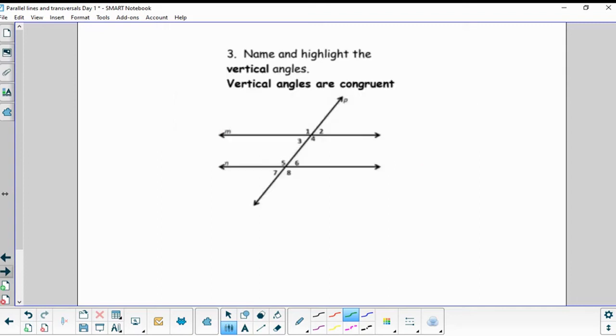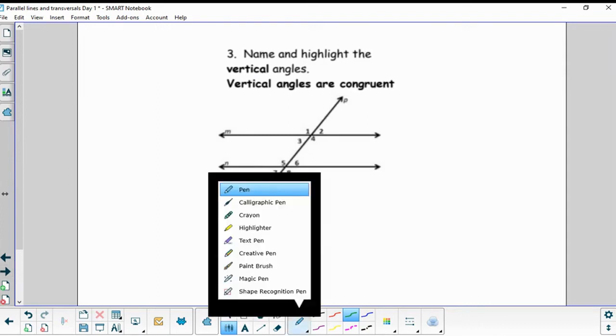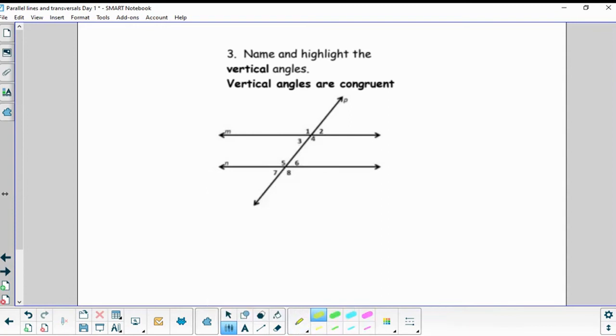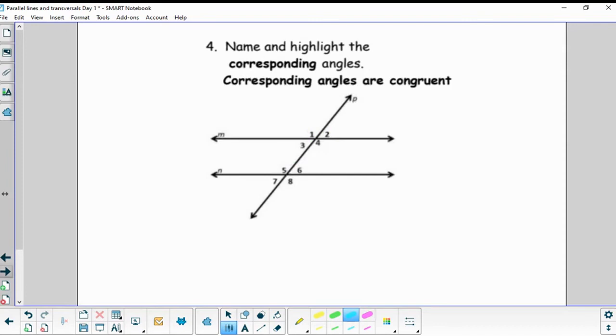Okay, now we're going to talk about some angle relationships. We've got parallel lines and a transversal. We want you to name and highlight the vertical angles, the angles that are across each intersection on a diagonal. I'm going to highlight them with the same colors. So 1 and 4 are vertical angles, 2 and 3, 5 and 8, and 7 and 6. If you can do the same thing on your notes, highlight those vertical angles in the same colors so that you won't forget them.